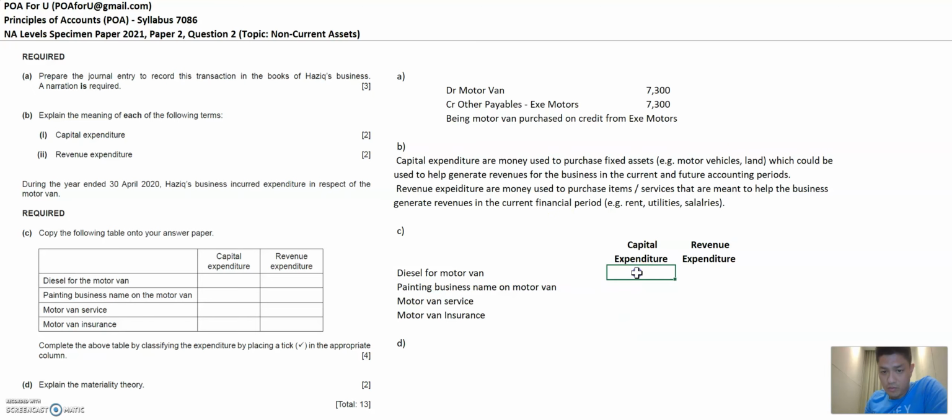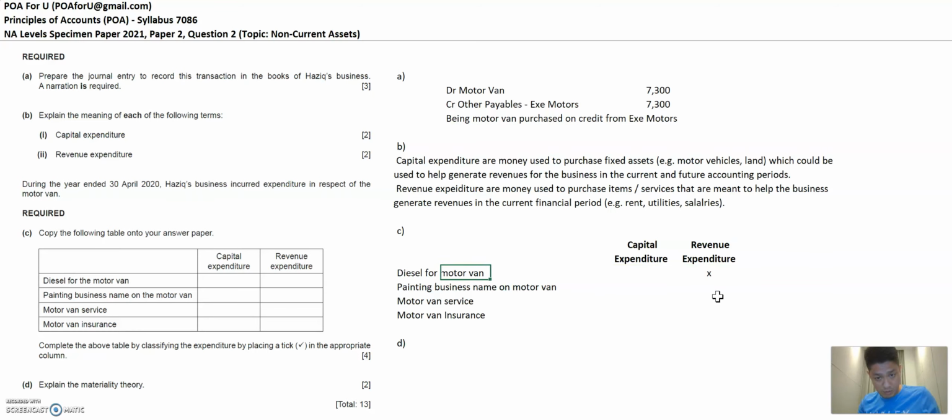So diesel for motor van. If you put diesel in the motor van, it's going to be likely short term, right? Because that motor van can help you travel for what? 1 week or so, depends on how much you travel. So I would consider this a revenue expenditure.